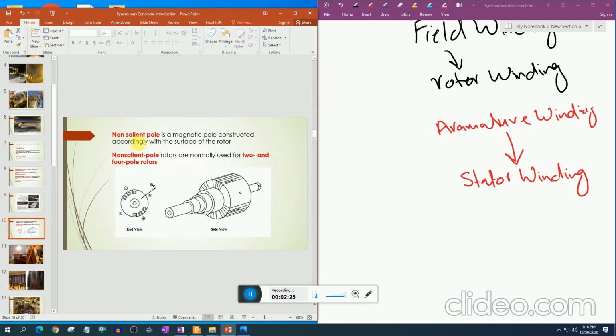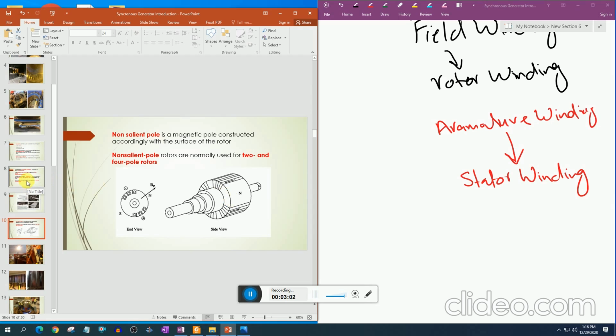On the other hand, the non-salient pole is a magnetic pole constructed flush with the surface of the rotor. As shown in the figure, there are no salient poles sticking out from the surface. These rotors are used for 2 or 4 poles, and are normally used in thermal turbines, because in thermal turbines the speed is very high, so we can produce the same frequency by high speed and a low number of poles.